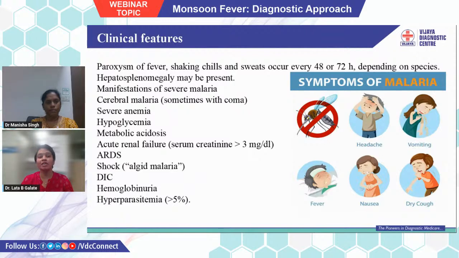In the majority of malaria cases, hepatosplenomegaly will be there. In complicated malarial cases such as cerebral malaria, the patient may present with coma and acute renal failure with creatinine more than 3 milligram per dL.